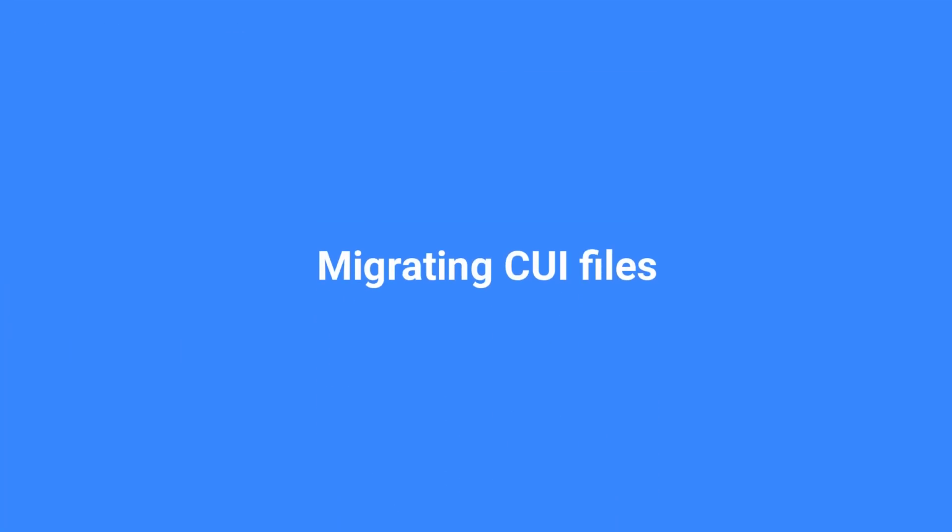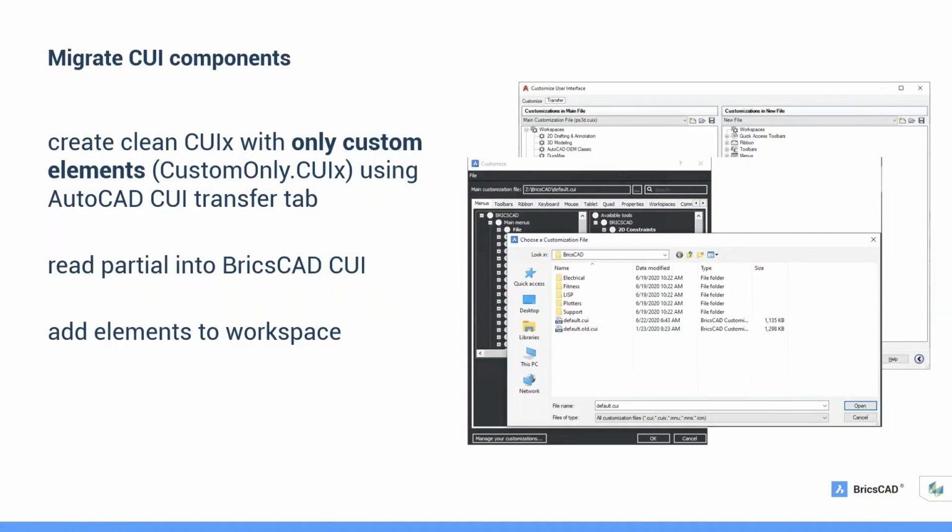CUI files. Here is where we've encountered things like ribbon tabs and drop-down menus and toolbars. And this is something that users depend on. It's part of their user interface. They expect it to be there. So how are we going to do this?